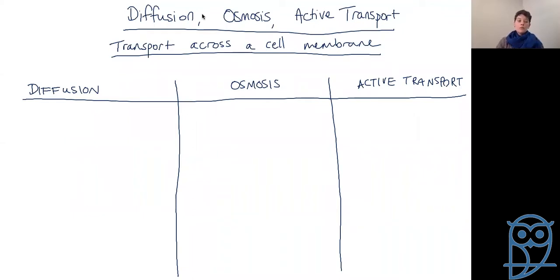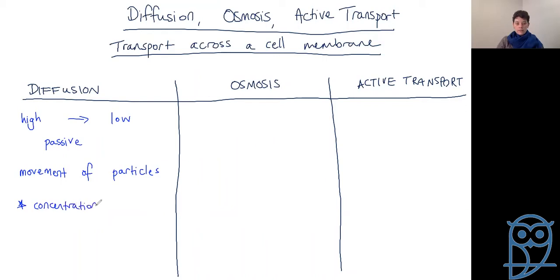Whenever we talk about diffusion, we are talking about moving from high concentration to low concentration. So movement from high to low. It is a passive process. There is no energy involved. It is all about the movement of particles. And we are referring to a concentration gradient.